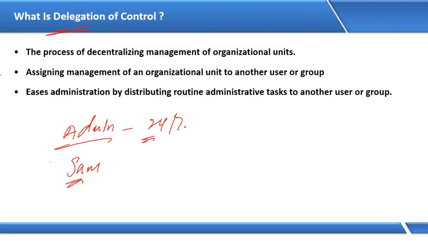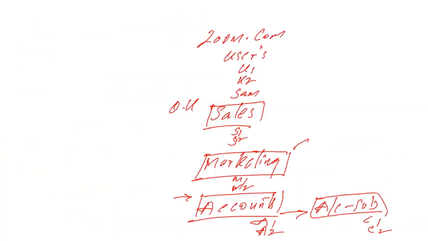So example, my boss is saying, sir, allow the SAM to manage all zoom.com users. So apply the delegation control right on DC, on domain name, on zoom.com, right? Delegation control right to which user? To SAM. So now the SAM is having right to manage all user accounts, sales, marketing accounts, all the users he can manage, only user accounts, not services, not other permissions here.